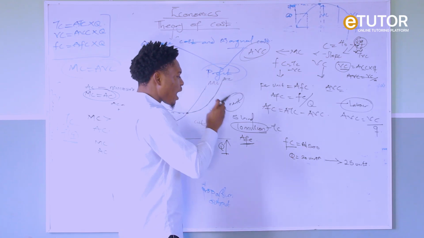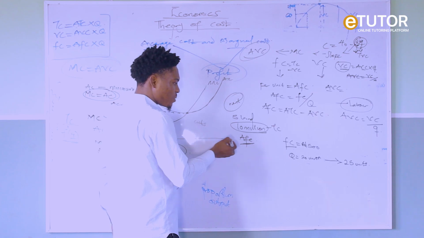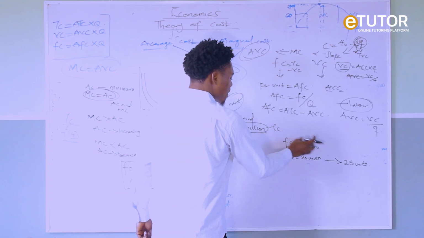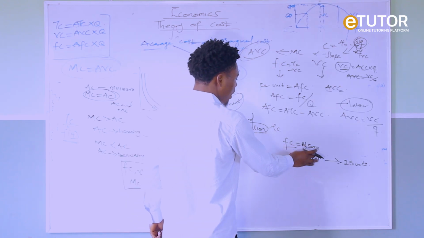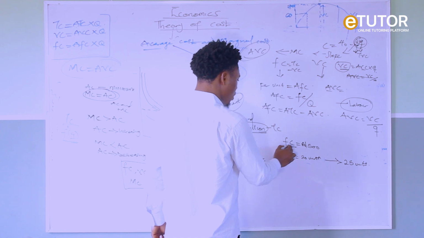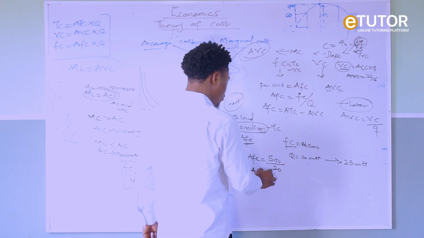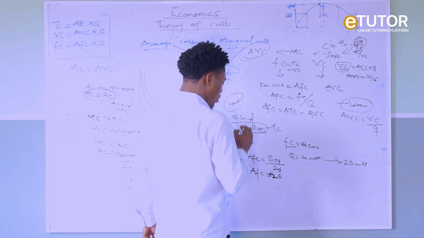That is the law. As average fixed cost is falling, it is because the quantity of goods and services that is being produced is increasing. So if we want to show this mathematically to prove our theory, at the initial quantity, what is our average fixed cost? Our average fixed cost at the initial quantity is 500, which is FC, over 20, which is our quantity. So our average fixed cost will give us 25. So we are spending 25 on one fixed cost.